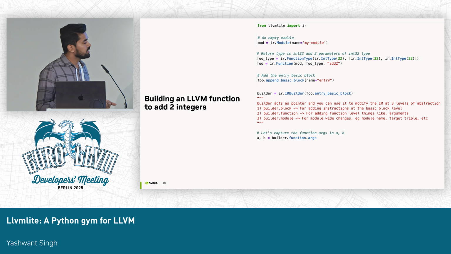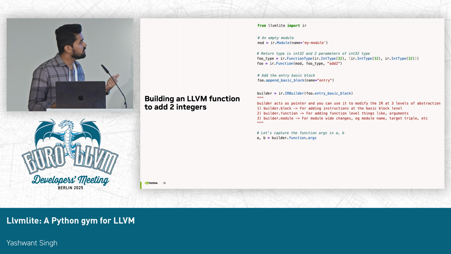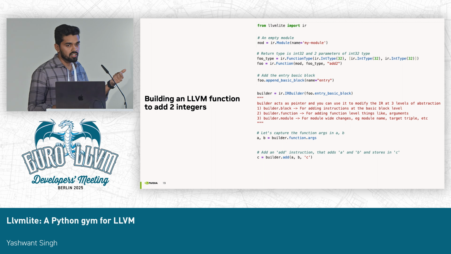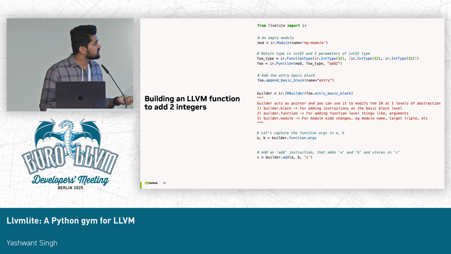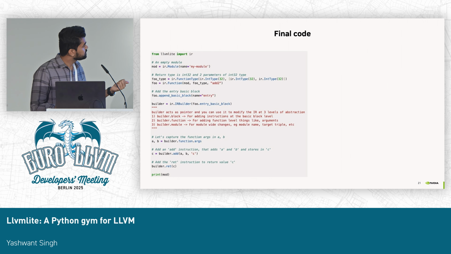Let's try to add the actual instruction in our function. We'll capture the function arguments in Python variables A and B. And this is how you add an add instruction to the function. Builder.add takes two parameters, A and B, which are the function arguments that we have captured in Python variables A and B. And we are calling the output variable C. And let's add a return instruction, which returns this variable C.